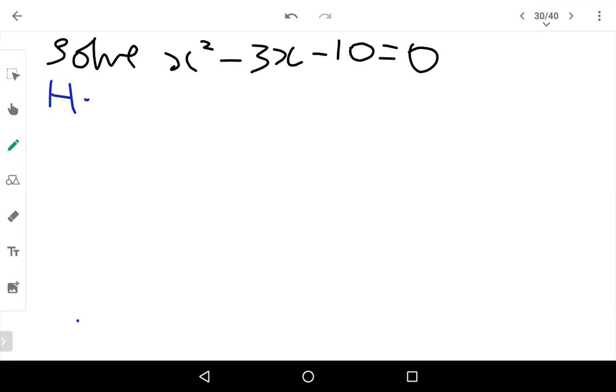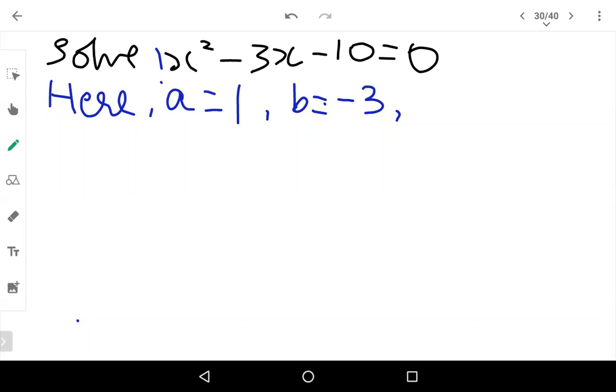So let us define the values here. a is equal to 1. Since there is no number here, I'll take it as 1. And then b is equal to minus 3. So when you take the value of b, make sure you take it along with the sign. So minus 3. And then c is equal to minus 10.